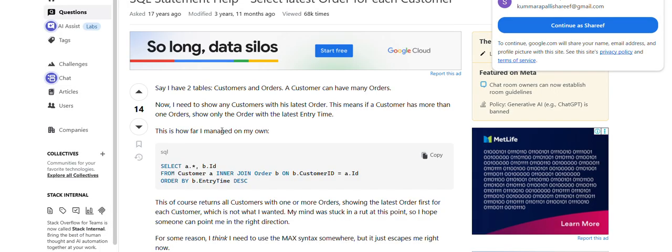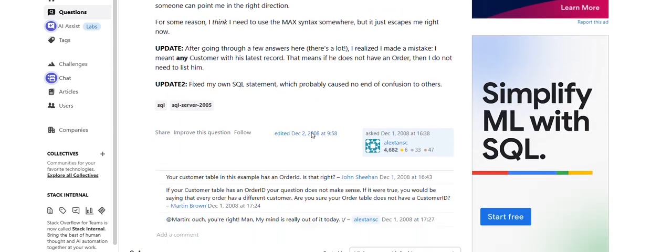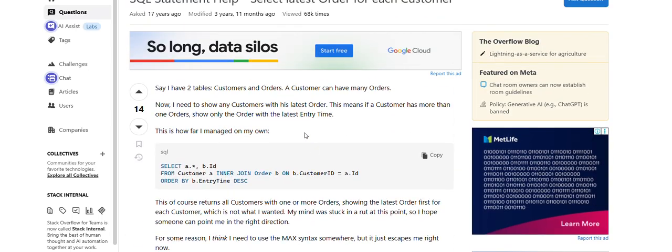And coming to the next question, of this type: I need to show customers with their latest order. This means if a customer has more than one order, show only the latest order. So this type of pattern question was asked as one more question.